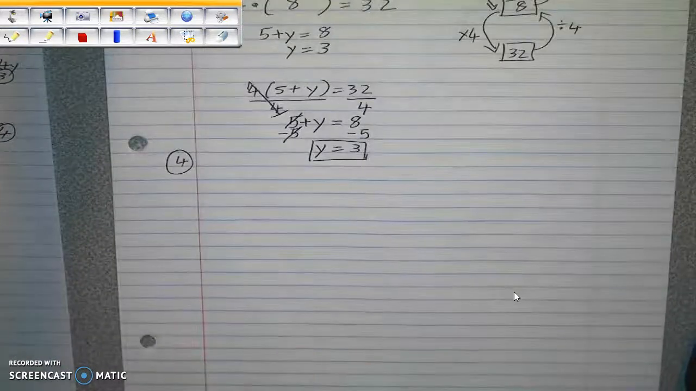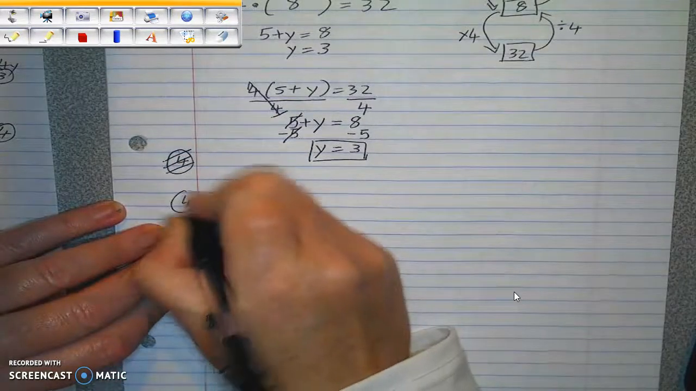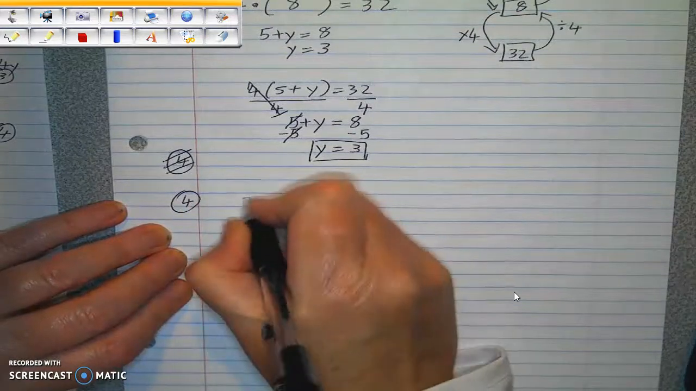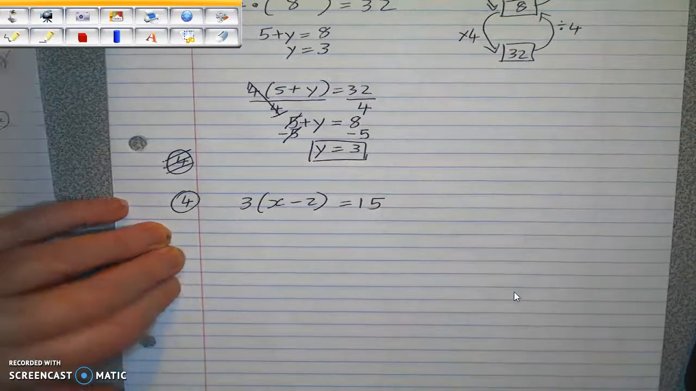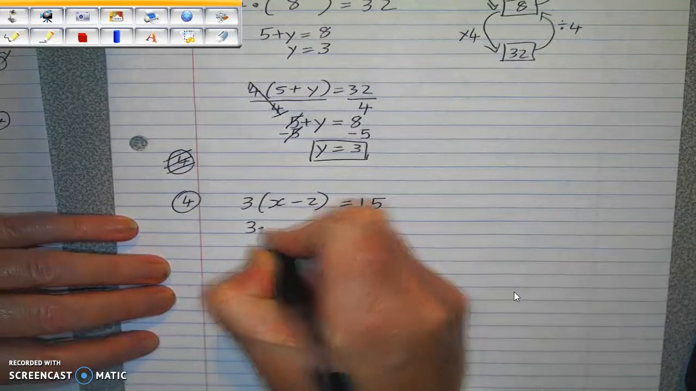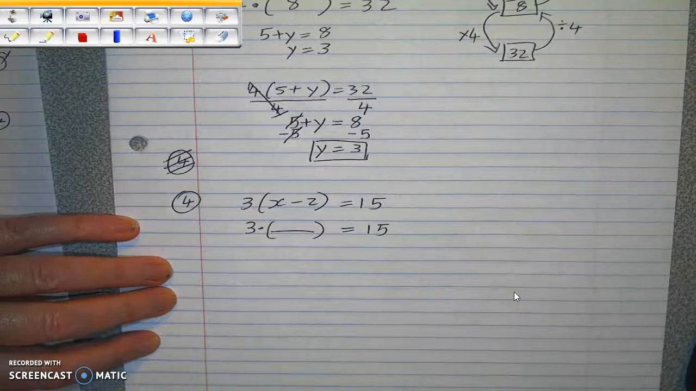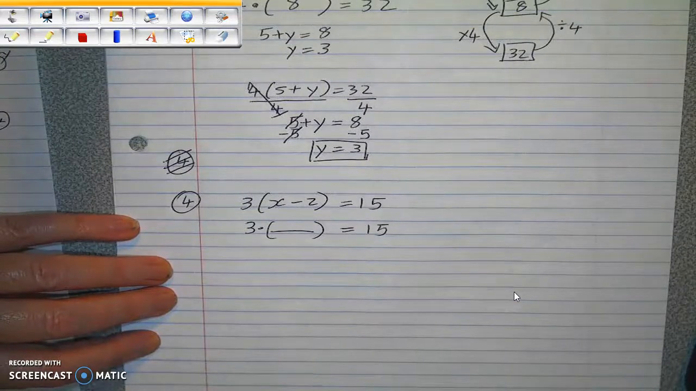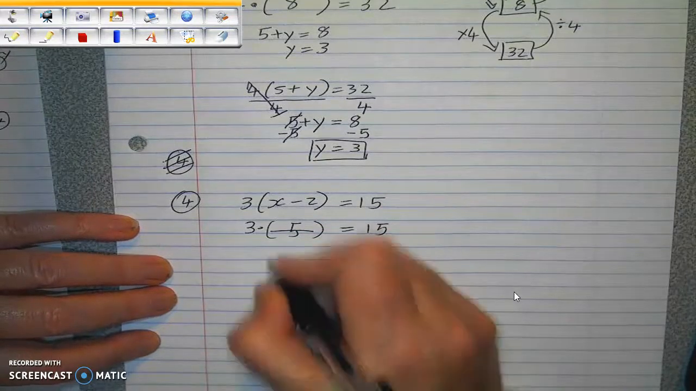Here's problem number 4. Let's move this down a little bit on the page. Okay, problem number 4. Three groups, or 3 times the quantity x minus 2 is 15. The first thing you're thinking of when you look at this is 3 times something equals 15. What would you put inside the parentheses there? You guys would think 5. I know, 3 times 5 is 15. So x minus 2 equals 5.